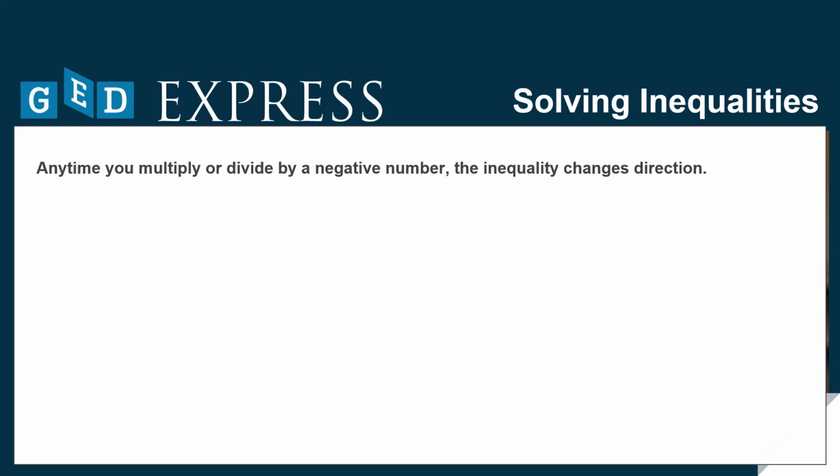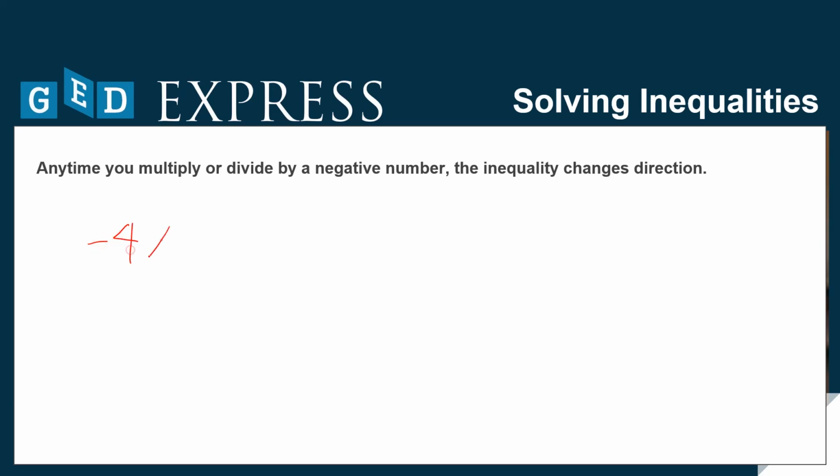Okay, take note of this. Anytime you multiply or divide by a negative number, the inequality changes direction. Again, anytime you multiply or divide by a negative number, the inequality changes direction. Let's start with an example to show how this works.